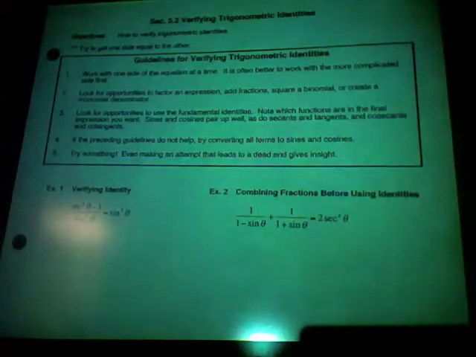Number 4, if the preceding guidelines do not help, try converting all terms to sines and cosines. Isn't that something that I suggested to you yesterday? Go simpler. And then number 5, just try something, anything. If you don't know where to start, I suggested start where it seems more complicated and try to simplify it. Even making an attempt that leads to a dead end gives you some insight as to, okay, that didn't work, so let's back up and try something else. So let's look at these examples and see how we do.